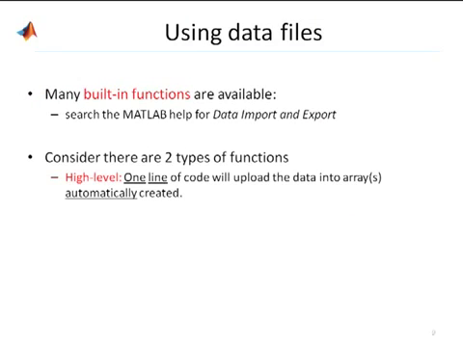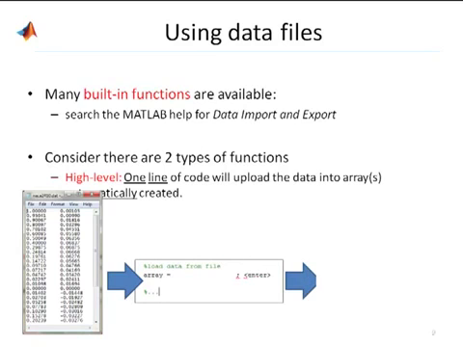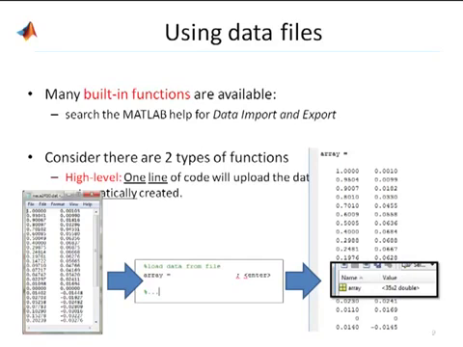Now consider that there are two types of functions. Out of all those functions, we kind of group them in two different categories. The ones that are considered high level: one line of code will actually upload the data into arrays automatically created. This means that MATLAB will look at the file, the programmer will type one line, and MATLAB extracts the data automatically, creates the columns, the rows, and even figures out how many rows and columns it needs. So it's very, very high level.